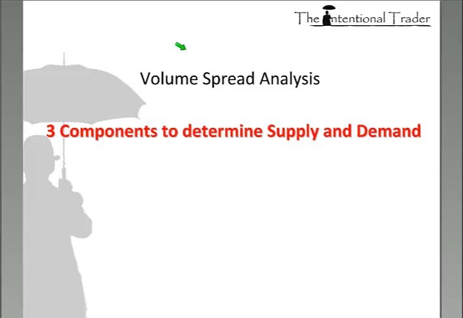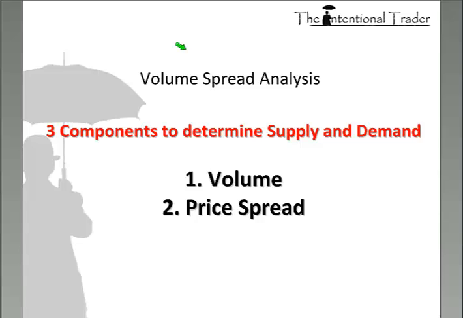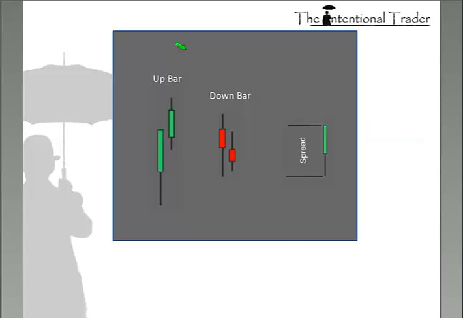Well, there are three components to volume spread analysis to determine supply and demand. First we're going to look at volume. We want to look at the price spread of the current bar or candlestick. And we want to look at the close of price of that bar or candlestick. Okay? Those are the three components to help us determine what's going on with supply and demand, whether it's on a 1 minute or 1 day time frame or anything in between. Okay?